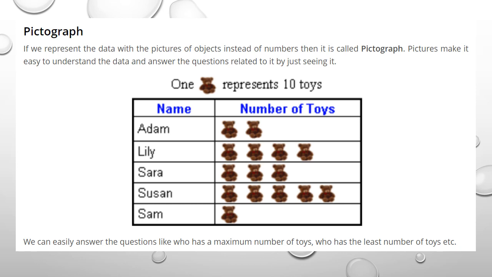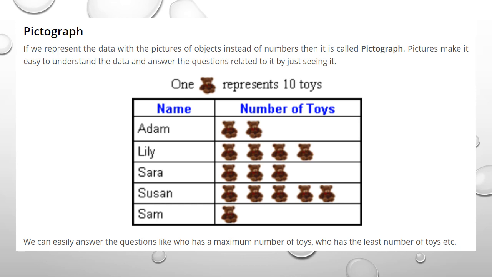Now let us see a small example here. What is this picture, children? Teddy, yes. This picture represents 10 toys. There are a few children named. Let us see how many toys they are having. Adam is having 10 plus 10, how much, children? 20 toys. Lily is having 10 plus 10, 20. 20 plus 10, 30. 30 plus 10, 40. Lily is having 40 toys.